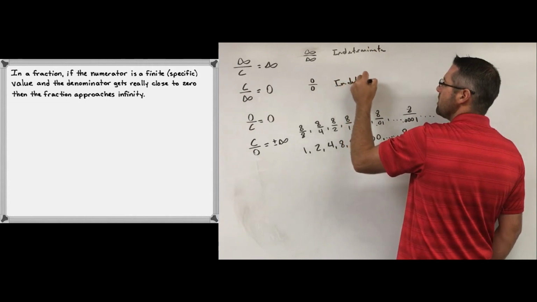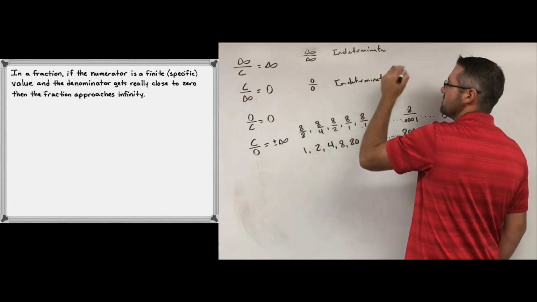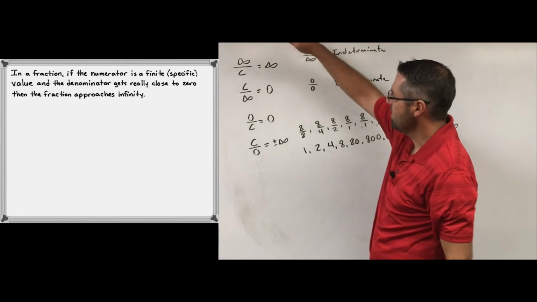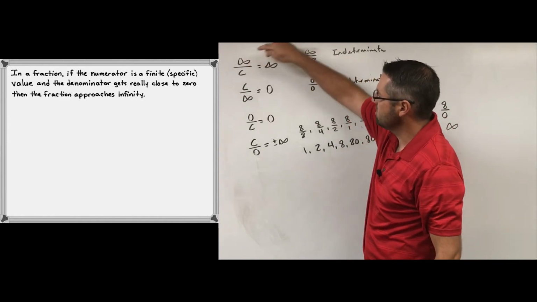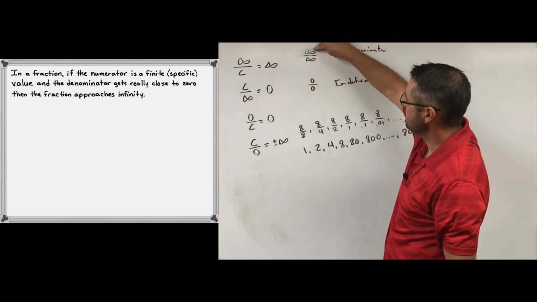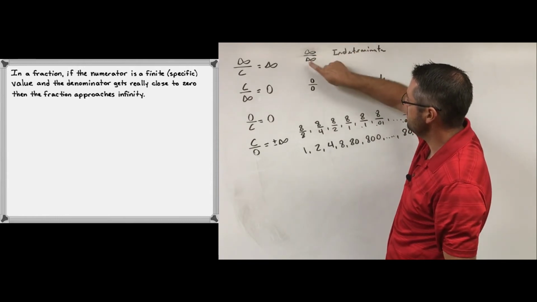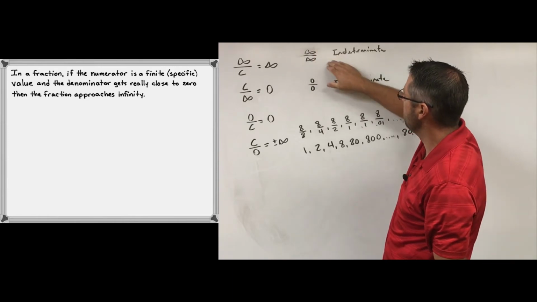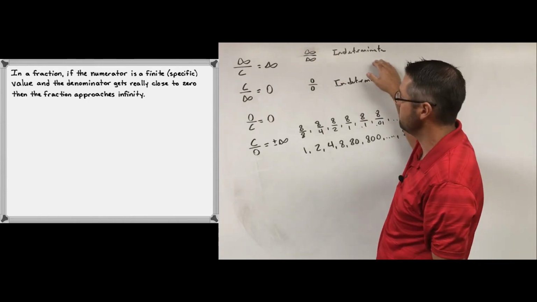Because this tends to be a sticking point with students in terms of wrapping their heads around it. An infinity over a constant is infinity. A constant over infinity is 0. Well, so this tells me the answer should be infinity. This tells me the answer should be 0. That is in contradiction to one another, therefore we don't know what the answer is. We've got to do something else.